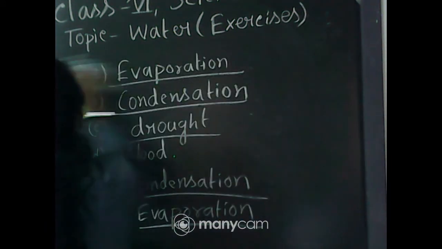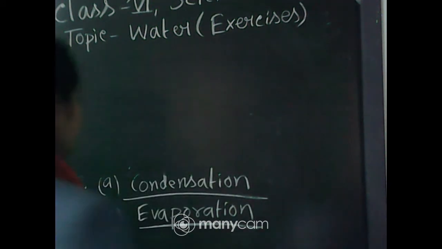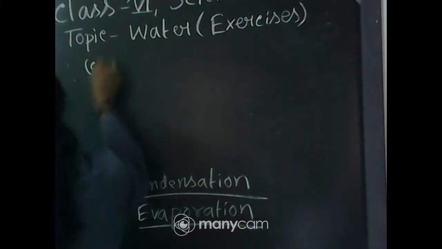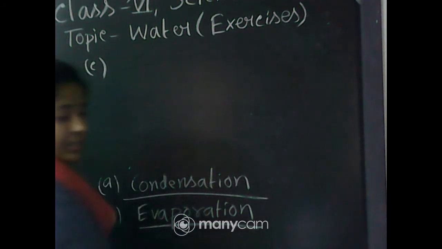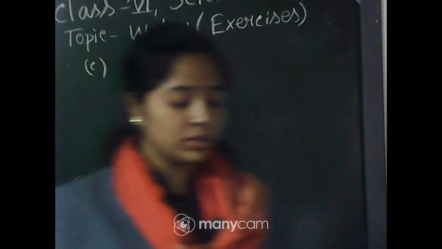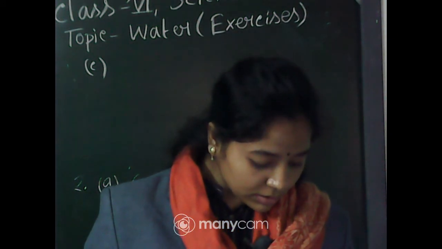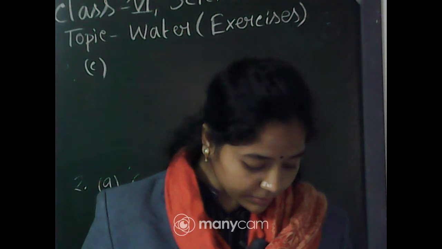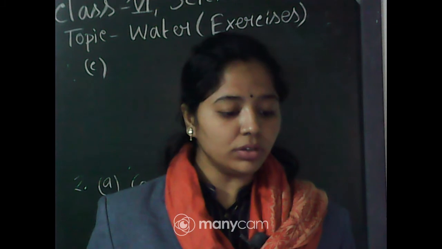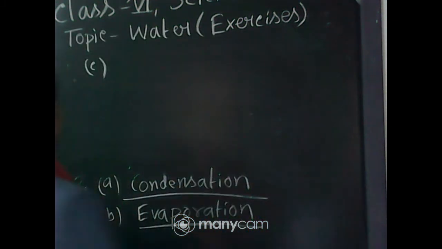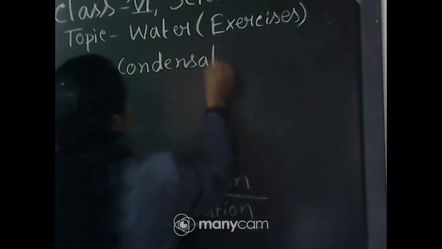Now I am rubbing the upper portion. Now C, the question is, fog appearing on a cold winter morning. This is due to fog appearing in the cold winter morning. What will be the answer? Very good. This will be condensation.